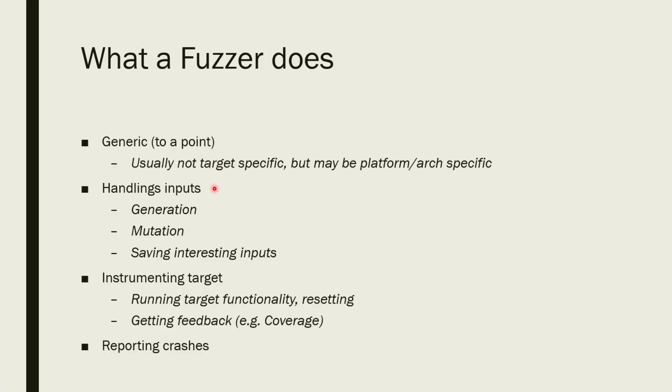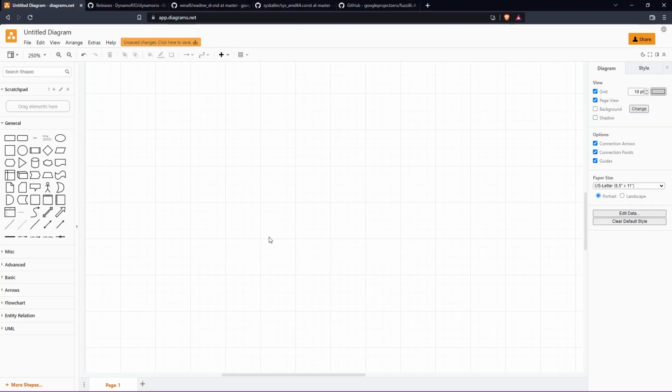And then the saving interesting inputs part. Now you might wonder, what is an interesting input? There are different ways of defining what an interesting input is. A common way that we will be taking advantage of is code coverage, or coverage feedback. Now, let's take a look at what this might look like.